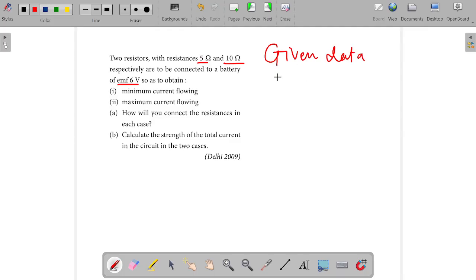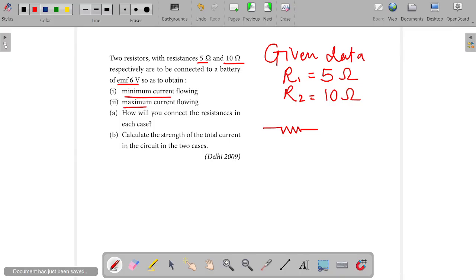Let us assume there are two resistors. Let us assume these resistors are R1 of 5 ohm and R2 of 10 ohm. And in physics, imagination is more important. So let us draw the circuit with the given data. As already mentioned, here there are two resistors and they are connected to a battery, and two conditions are given, minimum current and maximum current.